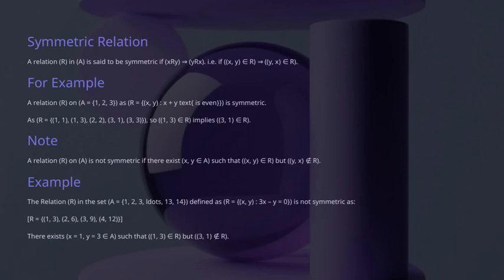Let's look at this example. There exists an element x equal to 1 and an element y equal to 3 in the set A, such that the ordered pair (1, 3) is in the relation R. However, the reverse pair (3, 1) is not in R. Now, recalling the set R is defined as R = {(1, 3), (2, 6), (3, 9), (4, 12)}.